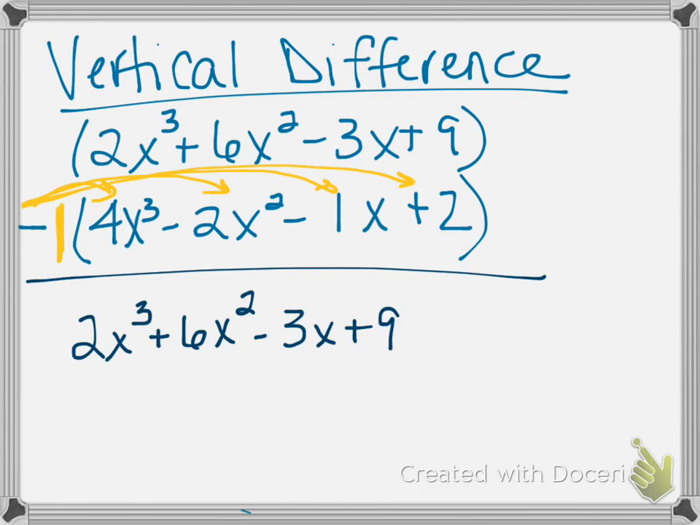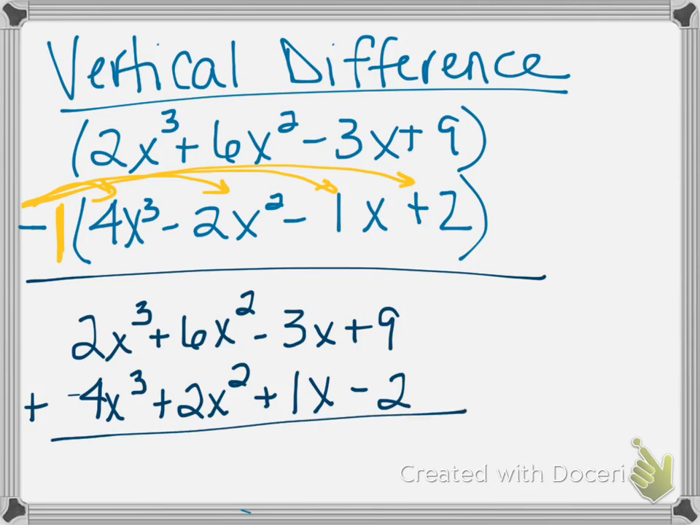And now the bottom, being rewritten with that distribution, I would be adding -1 times 4x to the third is -4x to the third. -1 times -2 is positive 2x squared. -1 times -1 is positive 1x. And -1 times positive 2 is -2. And now I can add those guys up. 2x to the third plus -4x to the third is -2x to the third. 6 plus 2, that's 8x squared. -3x plus 1x is -2x.